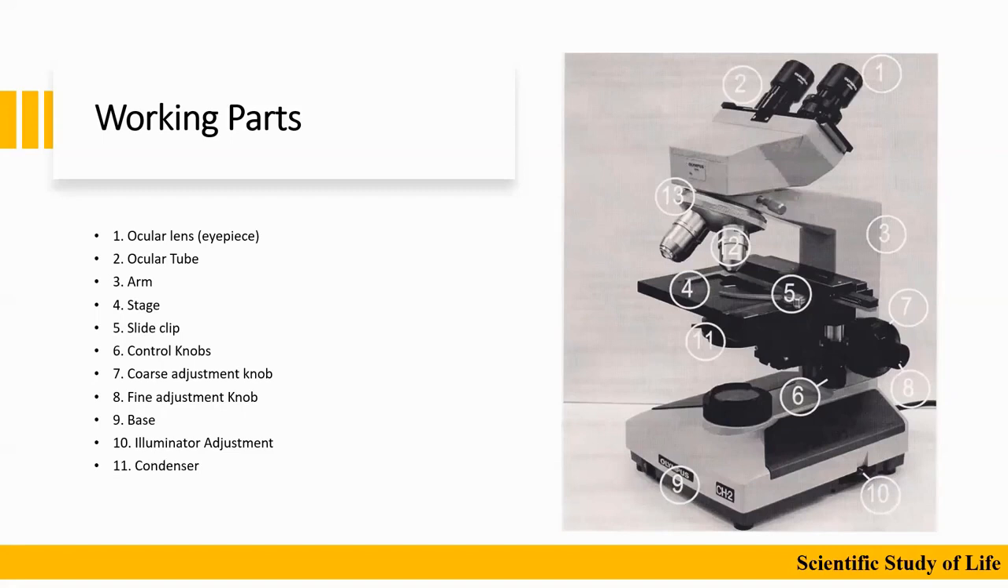We have the condenser, which focuses and concentrates light on the specimen or the object of view. We have the objective lens, which is used to provide magnification. So magnification is calculated as the objective times the ocular lens.